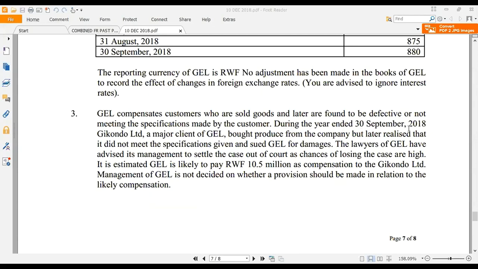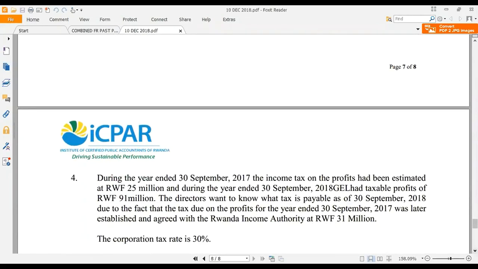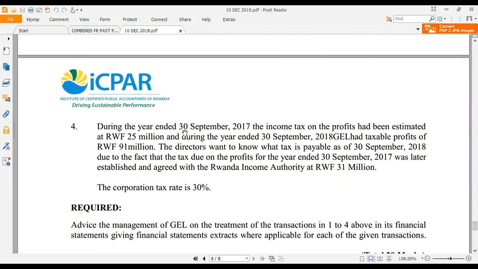During the year ended 30th September 2018, Gikondo Limited, a major client of GEL, bought produce from the company, but later realized that it did not meet the specifications given and sued GEL for damages. The lawyer of GEL advised its management to settle the case out of court as chances of losing the case are high. This is IAS 37. What is IAS 37? Provisions, contingent assets, and contingent liabilities. We will look at it. That is IAS 37.